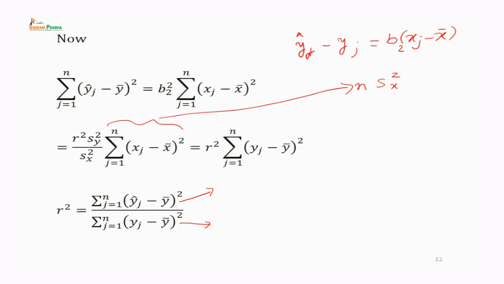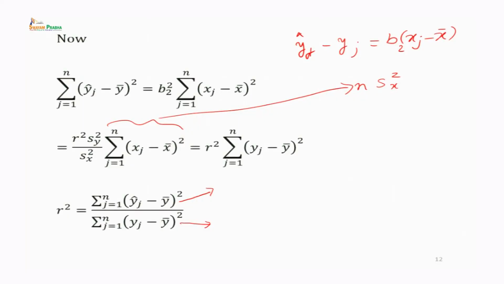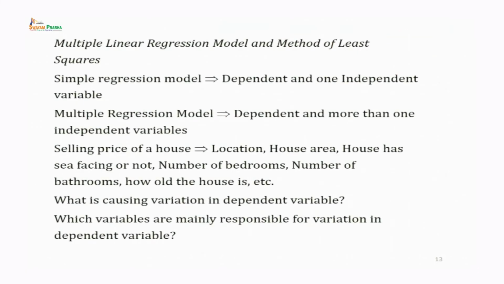So, if r square is large, that is, if r square is close to 1, which is the maximum, it means a large amount of variation in the yj's has been explained by the regression. So, then we say that the regression is good. So, this quantity is a measure of goodness of the regression. Then, multiple linear regression model and method of least squares.